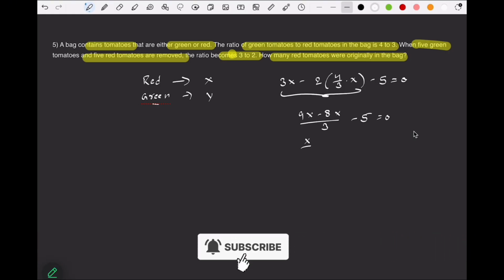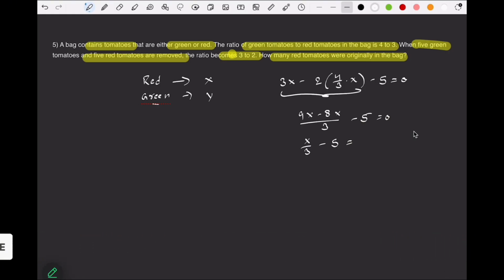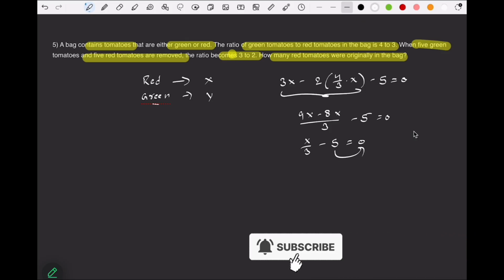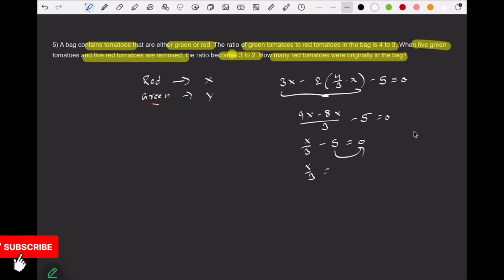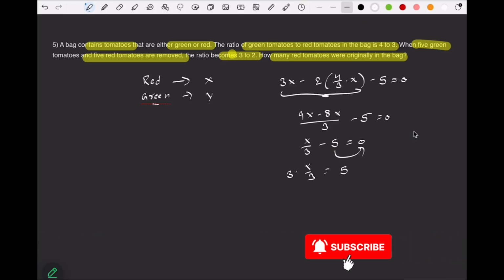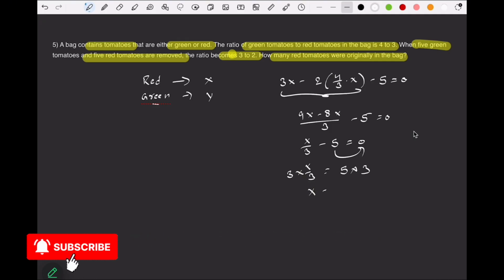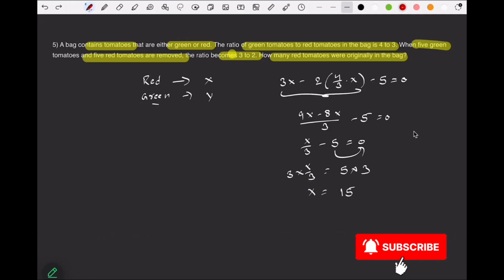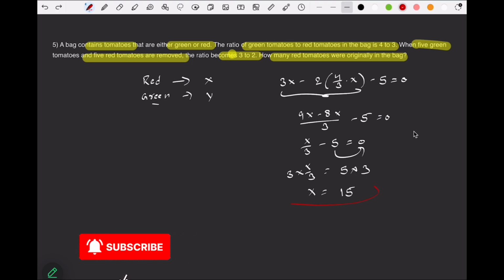We can write it as x over 3 minus 5 is equal to 0. If I am taking the 5 to the right hand side, x over 3 is equal to 5. If I am multiplying 3 on both sides, x is equal to 15. The initial count of red tomatoes in the bag is 15.